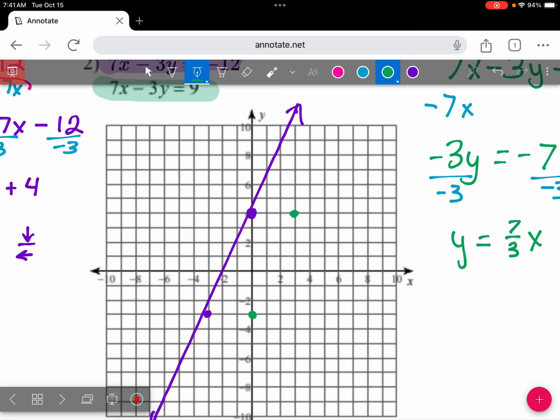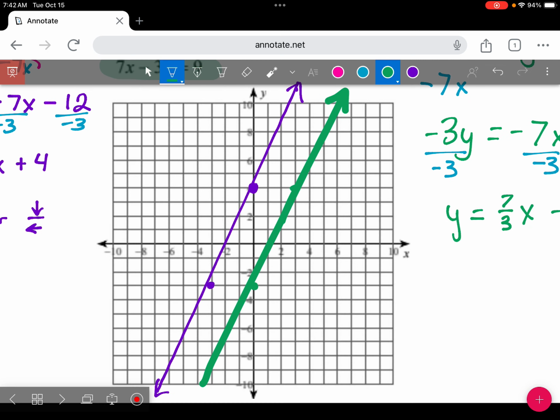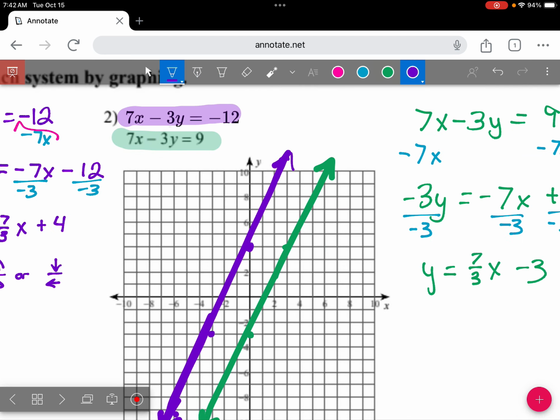So what do we notice about these two lines? Ooh, I'm so good at lines. We're going to try that again. There we go. I'm going to make my purple line a little bit thicker just because it's really thin right now and it's hard to see sometimes. I made things worse. There we go. What do we notice about these two lines? They're parallel.